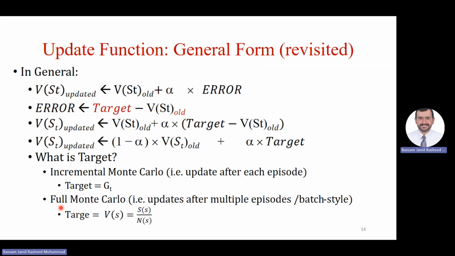But if you are using full Monte Carlo updates after multiple episodes, in a batch style, then you would approximate the target as the total returns over the number of times a state is visited. And this is a more powerful definition, not because it's accurate, but because it belongs to the real world. In the real world, if I don't know the value of Gt, I just run episodes and compute it this way. Okay.